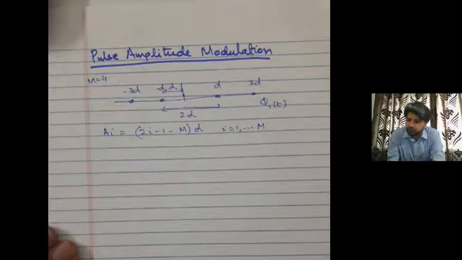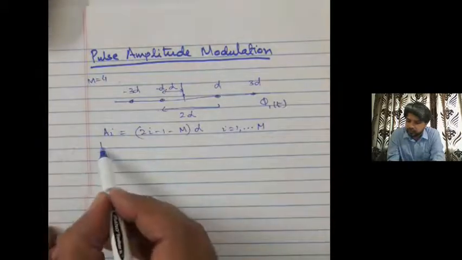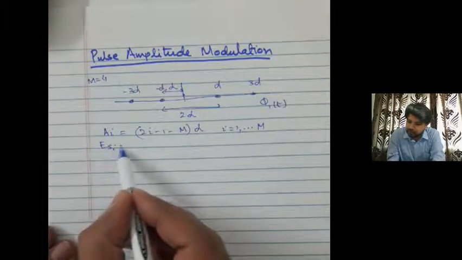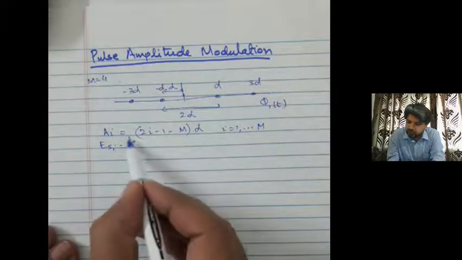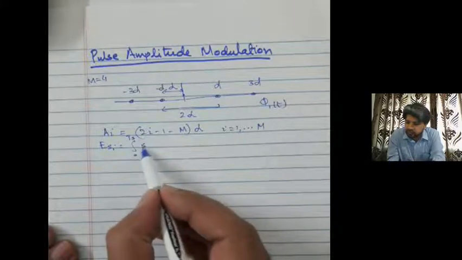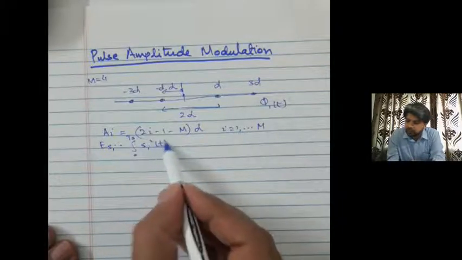And now if you want to compute the symbol energy ESI, as mentioned earlier, it would be the integral from 0 to Ts of Si square of t dt, right?